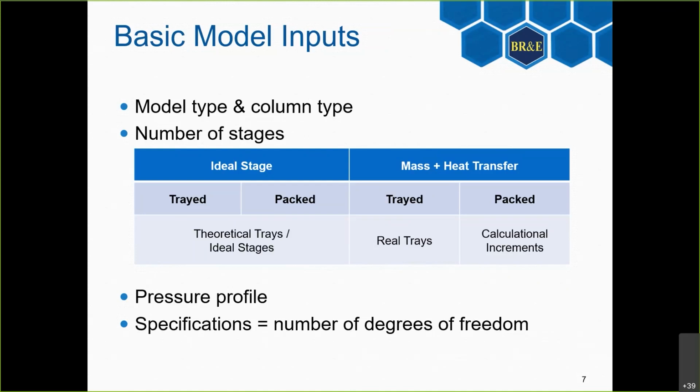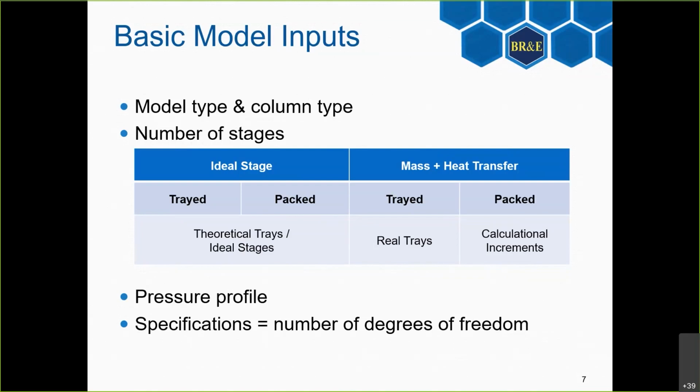For the mass and heat transfer model, we do distinguish between straight and packed columns. For straight columns, it's very simple. You just use the number of trays that you would have in reality. So if you want to model a 20 tray column, you simply use 20 model trays as well. For packed columns, each stage represents a calculational increment. And we'll discuss this in the last part in depth, so I'm not going to touch on this too much anymore. But this is just to give you an idea about what stage means for different model types.